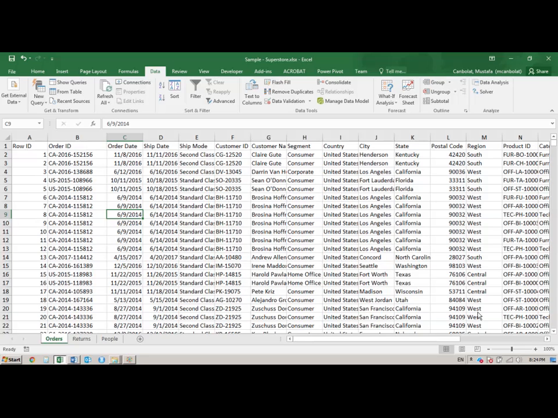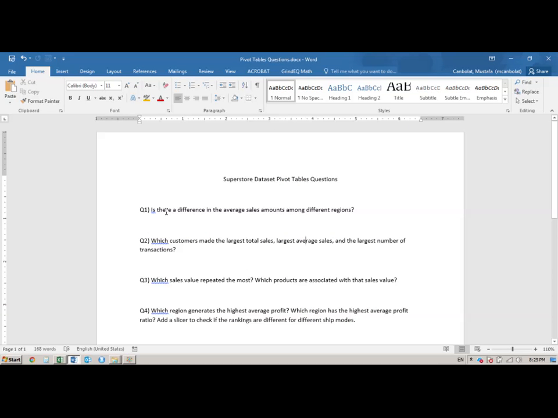What I did is I prepared a number of questions, and I'm going to go over those questions using pivot tables, and that is going to help you understand or improve your pivot table skills further. So the first question is: is there a difference in the average sales amounts among different regions?